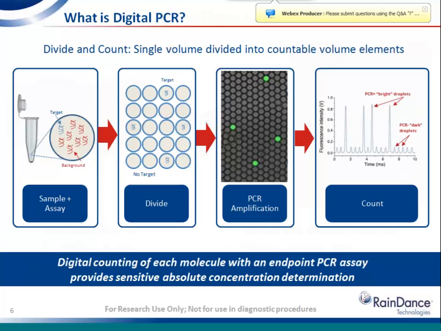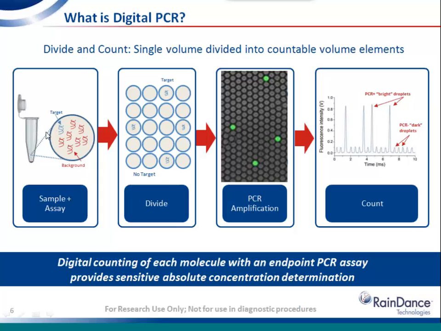First, I'll give a brief review of exactly what digital PCR is. Digital PCR is a very simple concept that's been around for a number of years, but only recently has it been reduced to practice. The basic concept is that one divides the sample containing target molecules of interest into countable volume elements that either contain 0 or just one target molecule. In other words, the sample becomes digitized for counting.